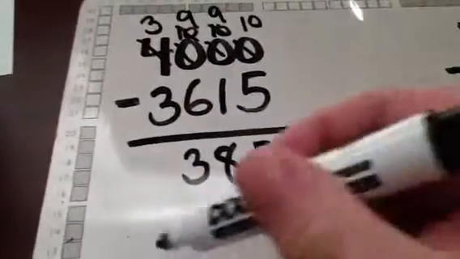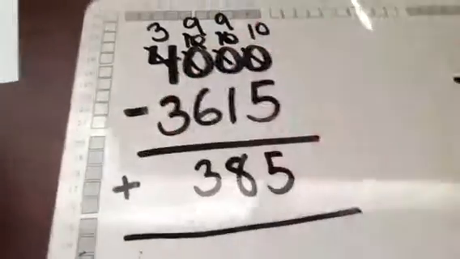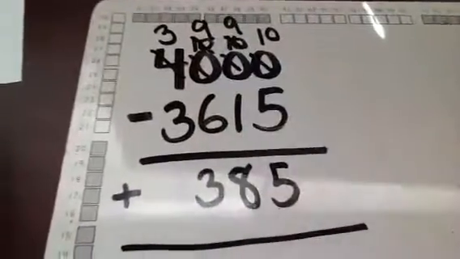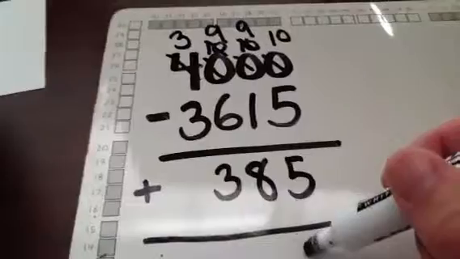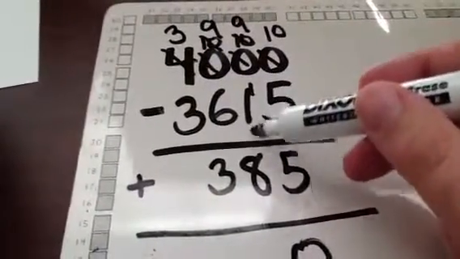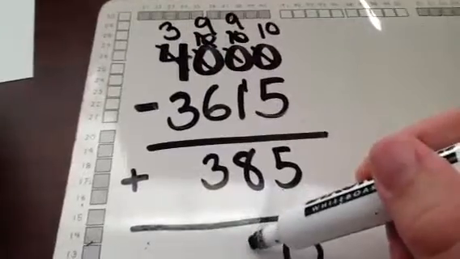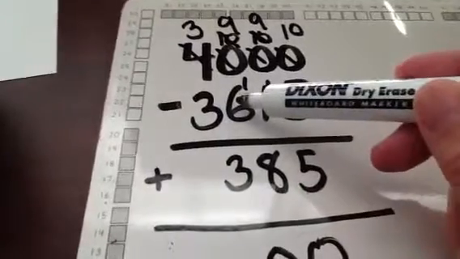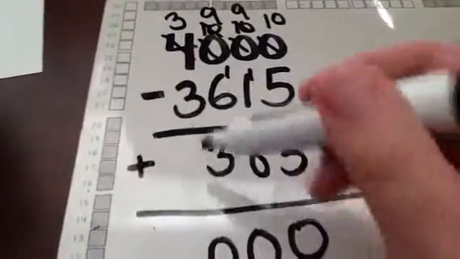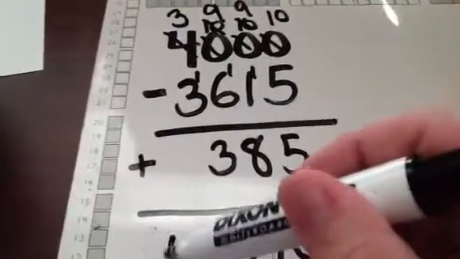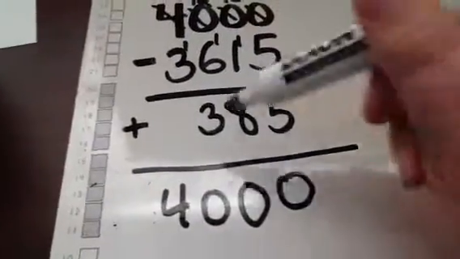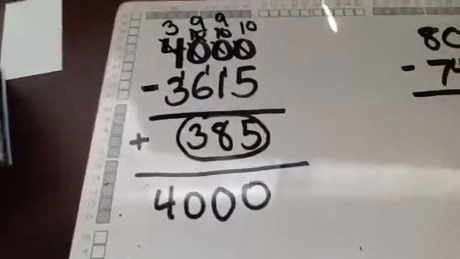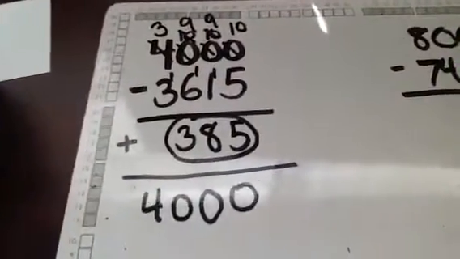Remember that since subtraction's inverse operation is addition, I can add the numbers back, and I should get the 4,000 if I want to check my work. So 5 plus 5 is 10, carry my 1, 1 plus 1 is 2, plus 8 is 10, bring my 1 back up again, 1 plus 6 is 7, plus 3 is another 10, and then 1 plus 3 is 4, so I end up getting 4,000. So my correct answer is 385 for my difference there. Again, I worked it out and checked my answer.